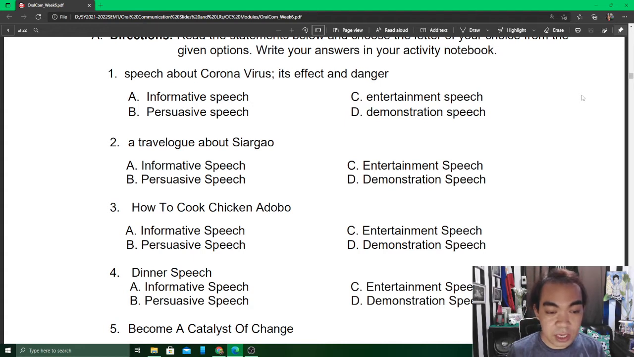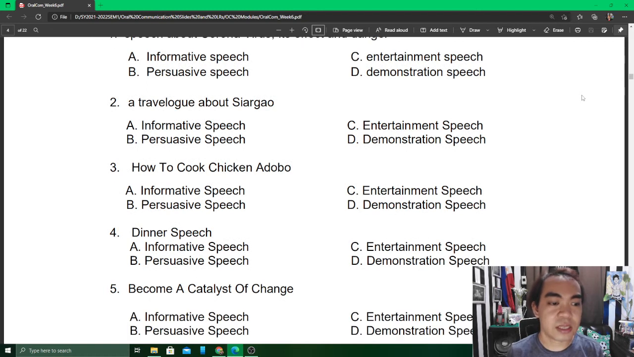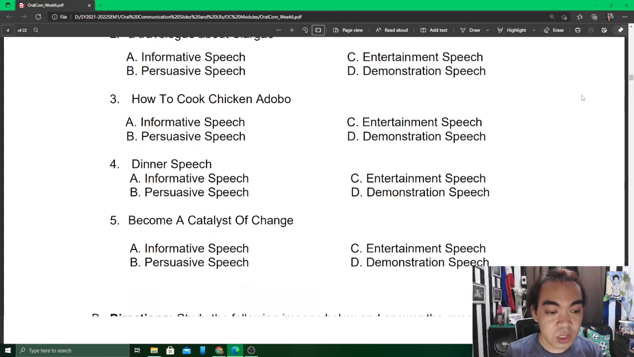Number 2, a travelogue about shutdown. Okay, so we know that travelogue is a type of information wherein we are trying to entertain your audience, sa kung ano man ang mga pwede nila mahimo while they are in shutdown. So number 2 would be an entertainment speech. How to cook chicken adobo would have to be demonstrative or a demonstration speech.